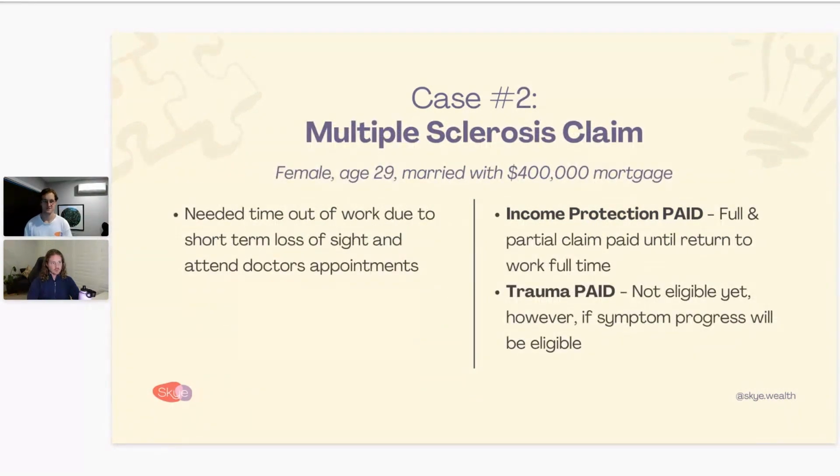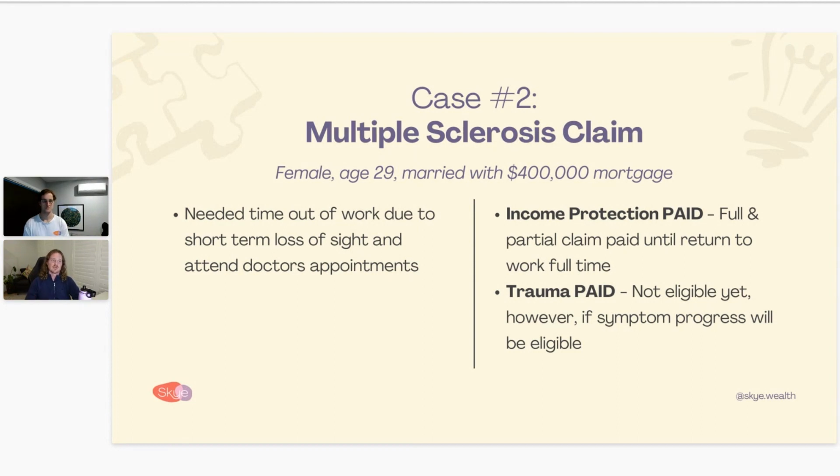The next one was a client who found out they have MS. So 29-year-old female, married, $400,000 mortgage. What's going to happen to a 29-year-old? Nothing really. So it's kind of a waste of money. But she found out that she was having some sight issues, and then went and got tested, tried to work out what was going on, and found out that she's actually got MS.